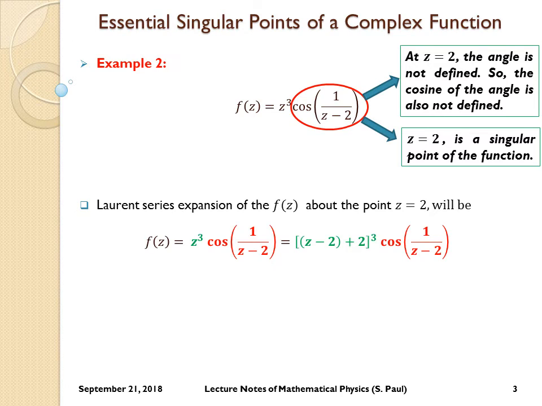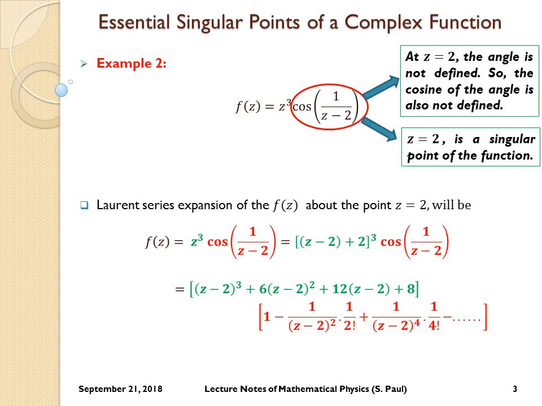That's why we have written the first part of the given function, z cube, in terms of z minus 2, that is, z cube equal to (z minus 2 plus 2) whole cube. In the next line, we have used the standard expansion of (a plus b) whole cube and cos theta.